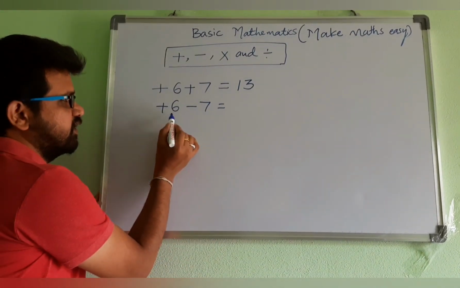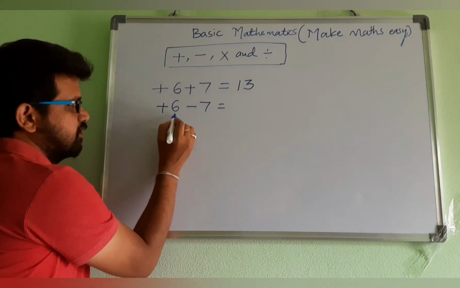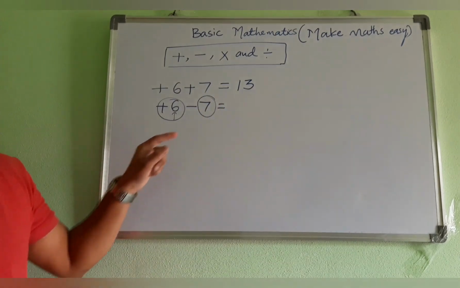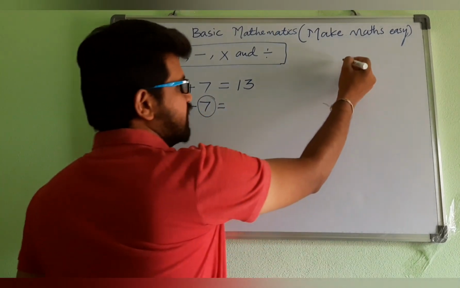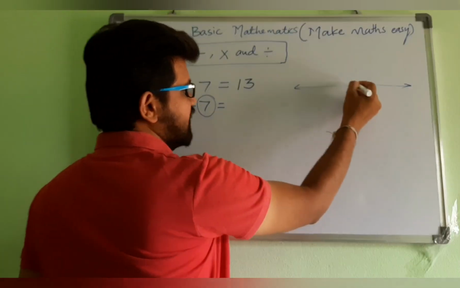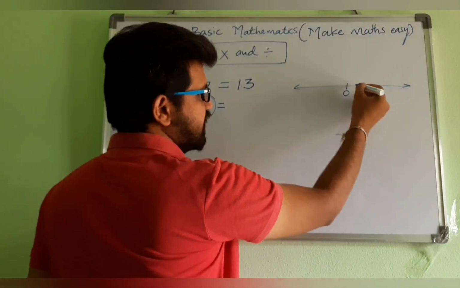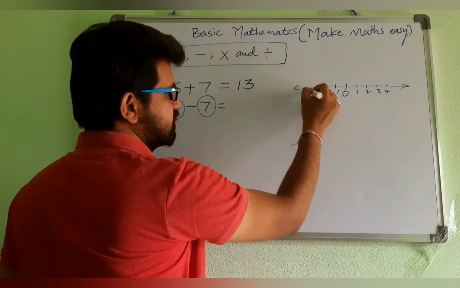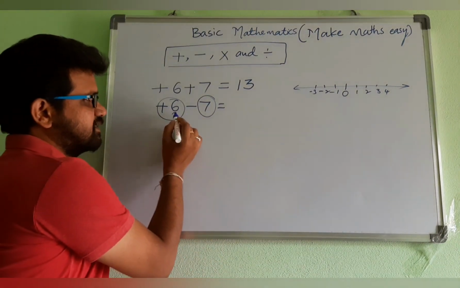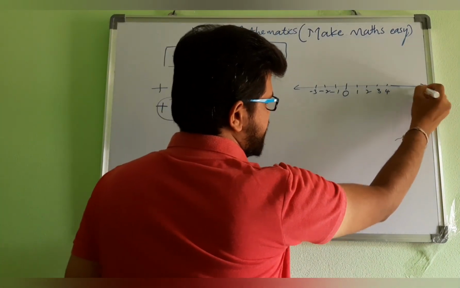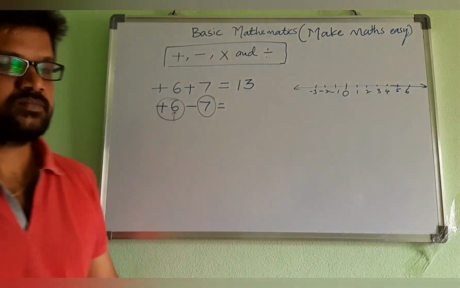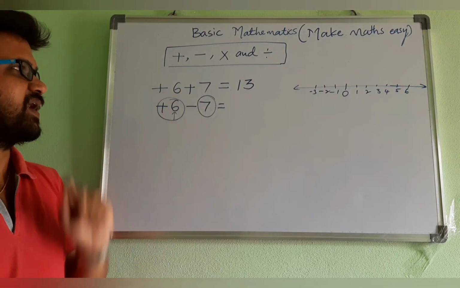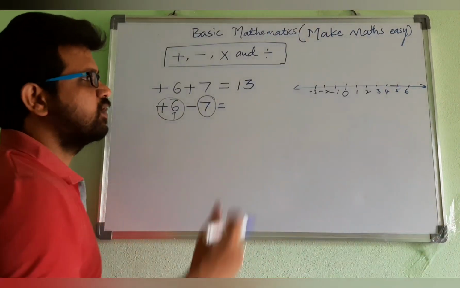So what we have to do here, there is a concept. Plus 6, and from this plus 6 we are subtracting 7 units. On the number line we have 0, on the right side of the 0 we have the positive numbers, and on the left side of the 0 we have the negative numbers. So from 6, we have to move back to the left side because we are subtracting. If we are adding, we have to move to the right side.